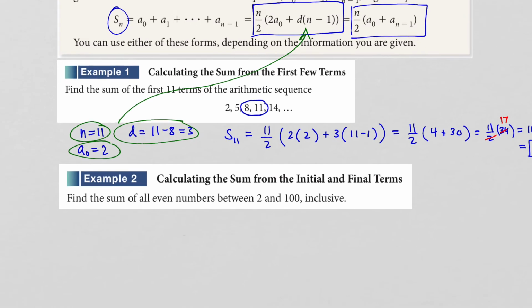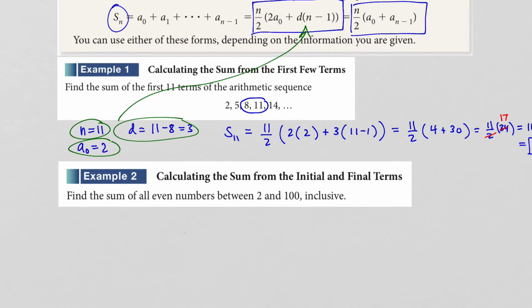For the next one, we are finding the sum of all even numbers between 2 and 100 inclusive. To do this, we'll use the second formula. The second formula says the sum is equal to n divided by 2 multiplied by a naught plus a n minus 1. Again, remember a naught is the first term and a n minus 1 is the last term.